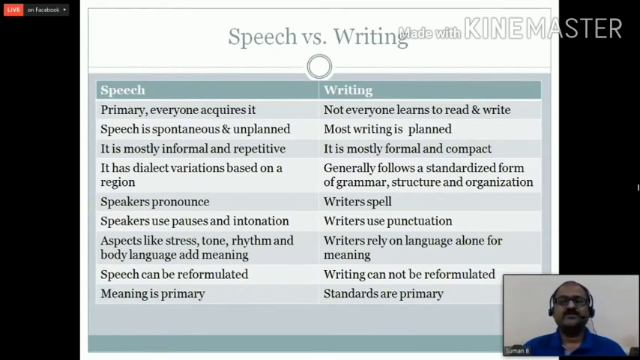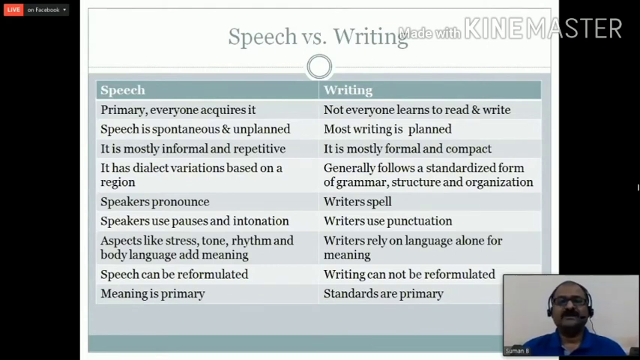So when you say you are using a language, there are only two ways in which you can use a language. You either speak or you write. Reading and listening are also ways of using language, but they are passive, whereas these two refer to active skills, because we are producing a language here. So these two are basically ways of communicating.